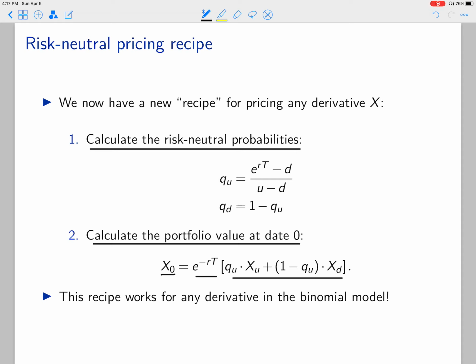This recipe is quick and simple. It works for any derivative in the binomial model. It's going to be extremely fast to compute, and it's also going to be scalable in multi-period settings. It's going to have a ton of nice properties. In addition to that, we're going to be able to attach some economic meaning as well.